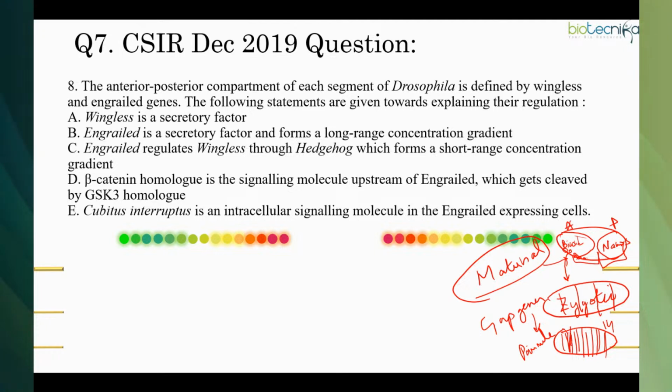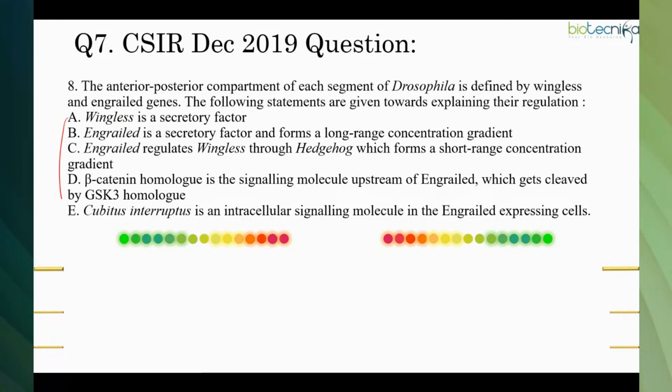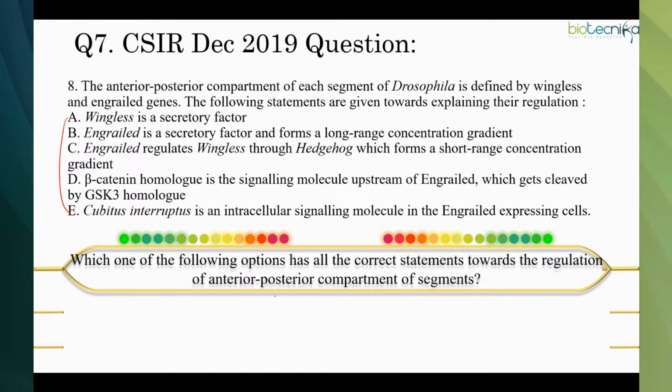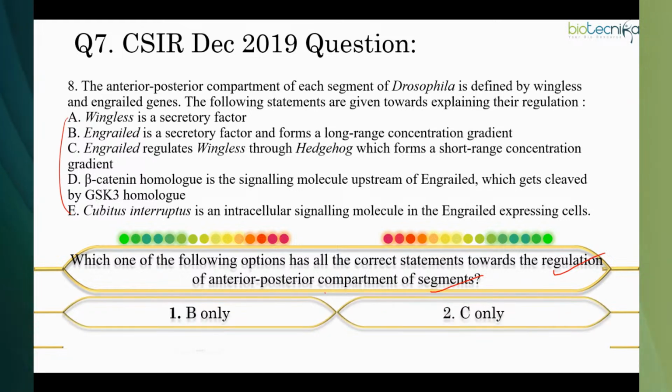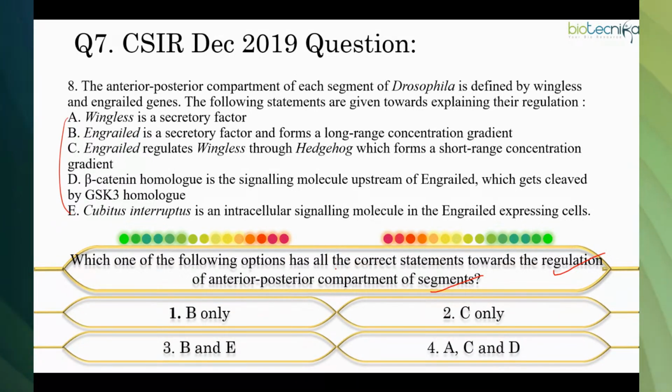Then each of these segments will get anterior posterior polarity so that they can be specified as to which side will be anterior and which side will be posterior. Those are called segment polarity genes, wingless and engrailed are involved in that. A few statements are given regarding how the anterior posterior compartments of segments are regulated. So you have to select the correct answer. Yes, any guesses here? What will be the correct answer? Any guesses?